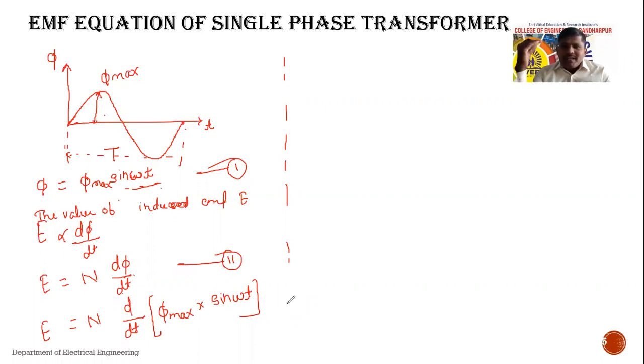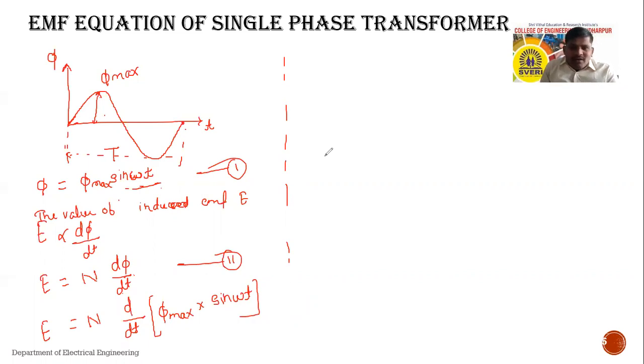Now, the EMF induced in any winding depends upon the rate of change of flux, so we represented E is directly proportional to d phi by dt. Instead of writing directly proportional, we took n number of turns present on that winding, so the equation becomes E is equal to n d phi by dt. This is equation 2, and we have put the value of flux here.